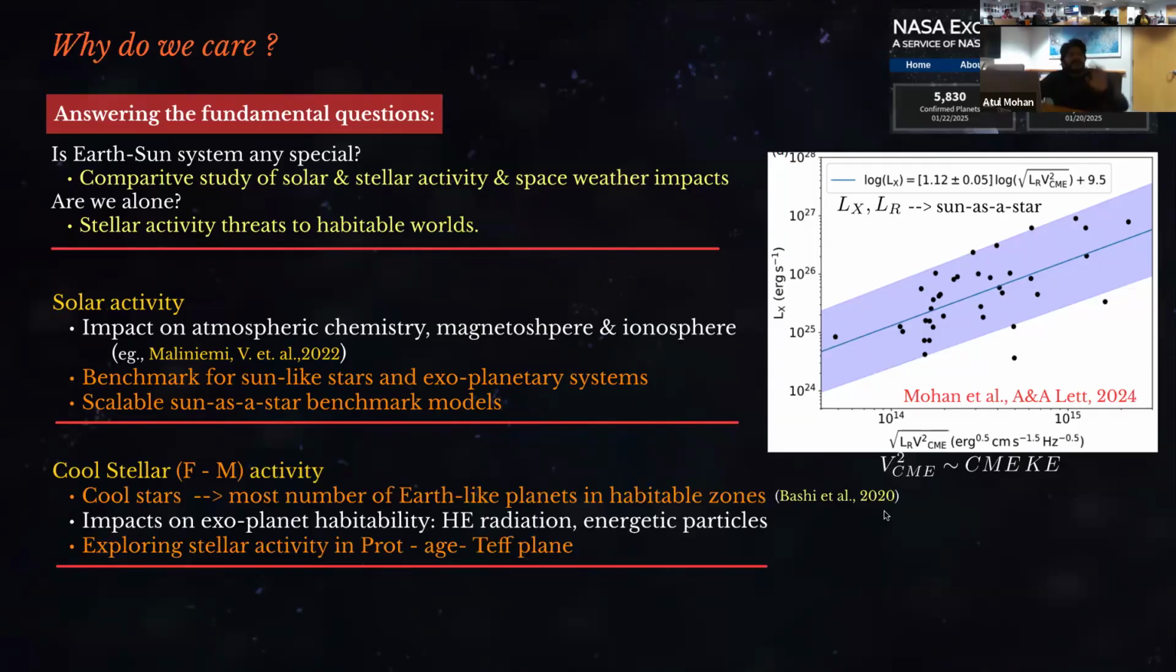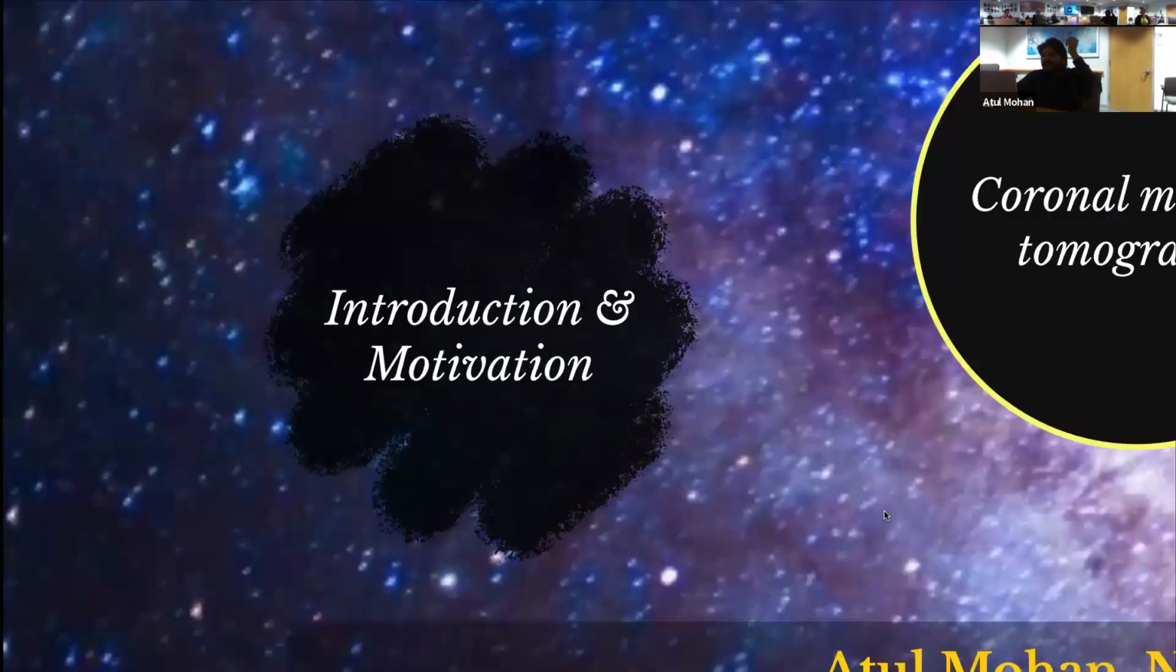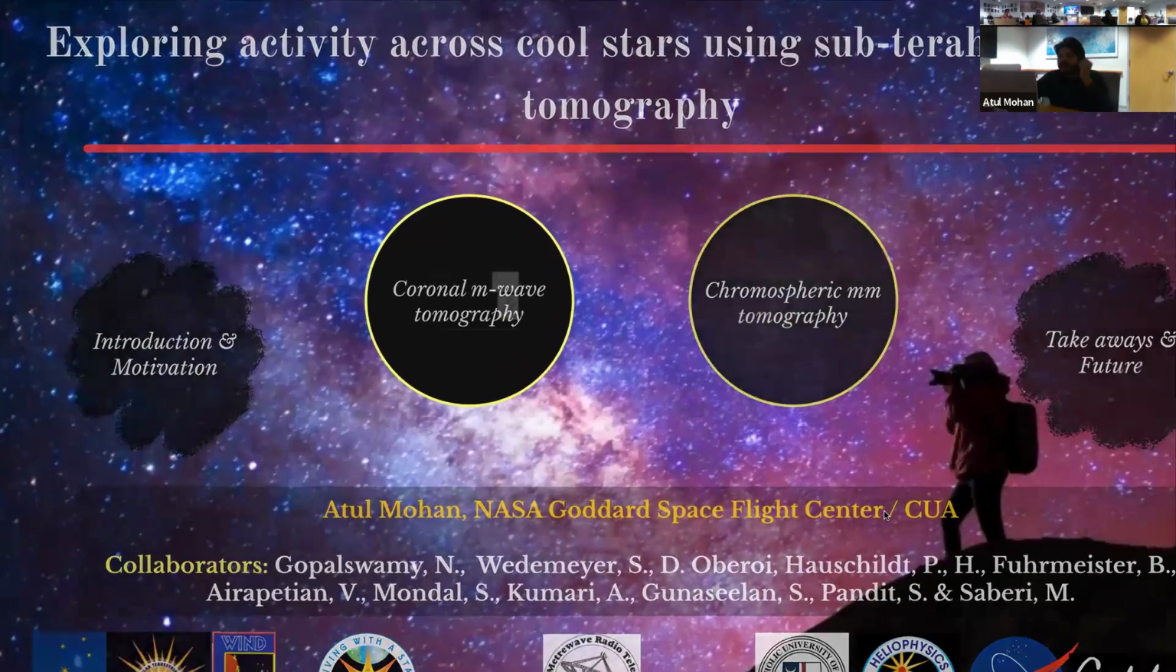And the other way is also that we cannot just rely on the sun as a star. So we should also look at other stars in a broader picture across the cool main sequence, and then compare and contrast, so that we know where we sit and where the others are, right? So for that, like I mentioned, because activity is a cross-atmospheric phenomenon which evolves right from the upper photosphere into the chromosphere and evolves into the corona and interplanetary space, we need a tomographic exploration strategy, which systematically covers activity across the chromosphere and shows us how it evolves into the corona, right? Now that's where the bulk of my talk would focus, and why the sub-terahertz band is interesting here.